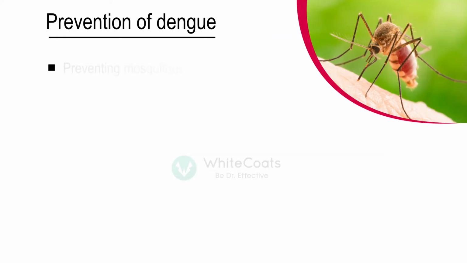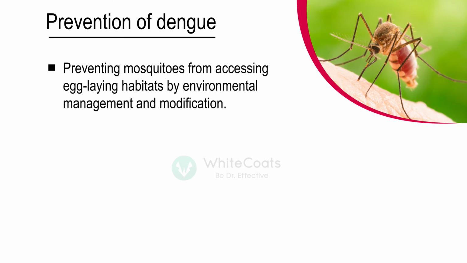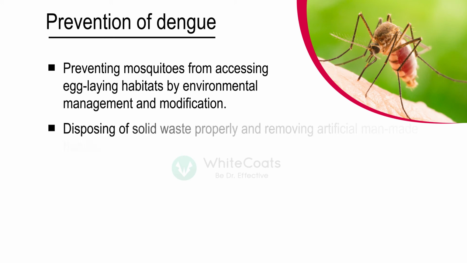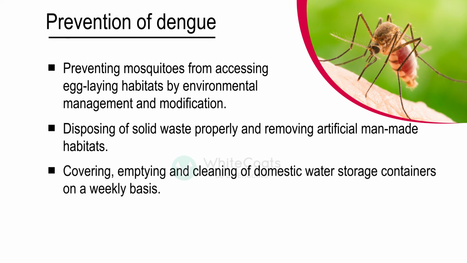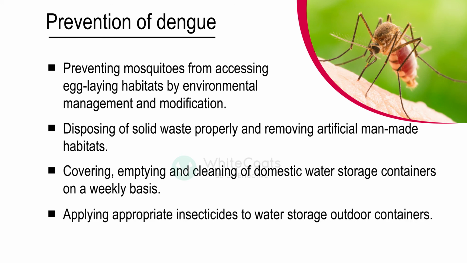The preventive measures for dengue include preventing mosquitoes from accessing egg-laying habitats by environmental management and modification, disposing of solid waste properly and removing artificial man-made habitats, covering, emptying and cleaning of domestic water storage containers on a weekly basis, and applying appropriate insecticides to water storage outdoor containers.